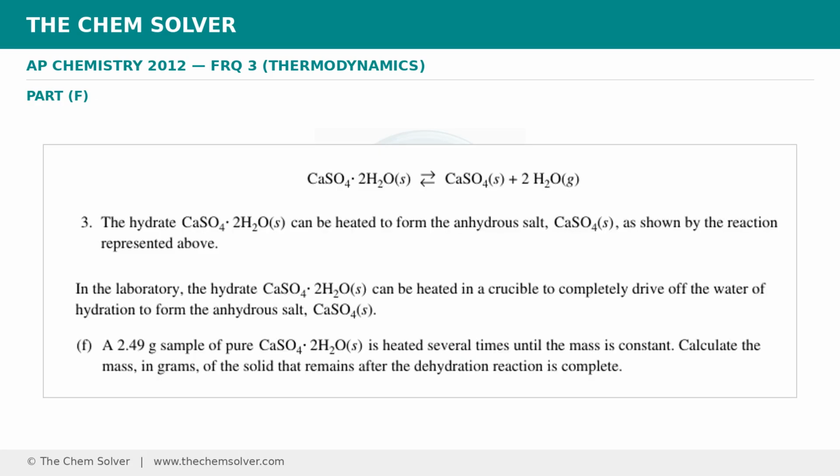In the laboratory, the hydrate CaSO₄·2H₂O can be heated in a crucible to completely drive off the water of hydration to form the anhydrous salt, CaSO₄. F. A 2.49 gram sample of pure CaSO₄·2H₂O is heated several times until the mass is constant. Calculate the mass, in grams, of the solid that remains after the dehydration reaction is complete.